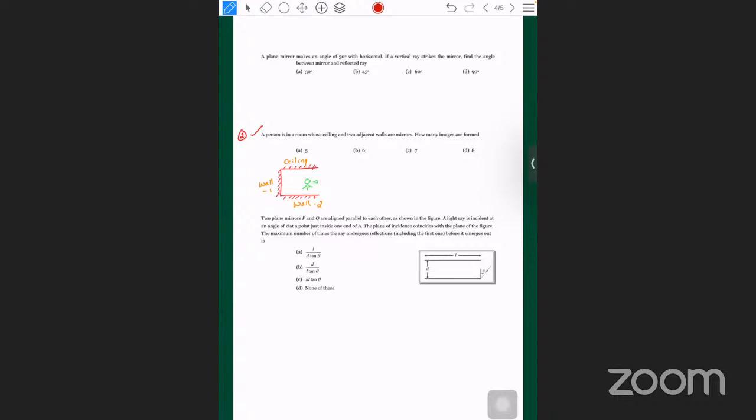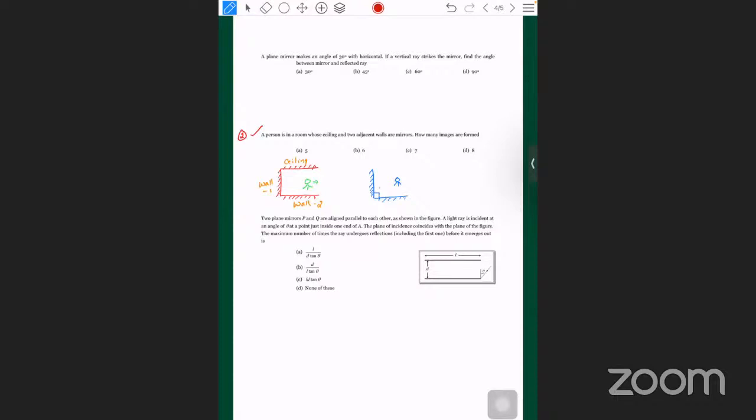Yes, sir. I'm not sure, sir. Okay. Do one thing. Now, let us forget about the ceiling. Let us keep only the two walls. This is the object. What is the angle between these two plane mirrors?